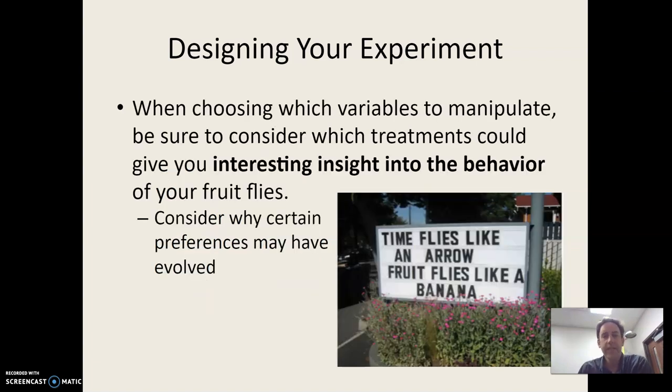The only real thing is make sure you consider which treatments could give you interesting insight into the behavior of your fruit flies. So we don't want it to be just totally random. You want to try and answer a specific question. And even better, why would that have evolved?